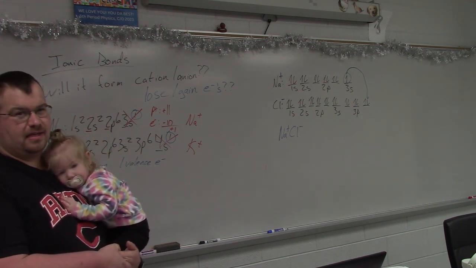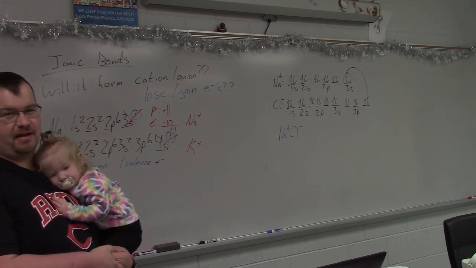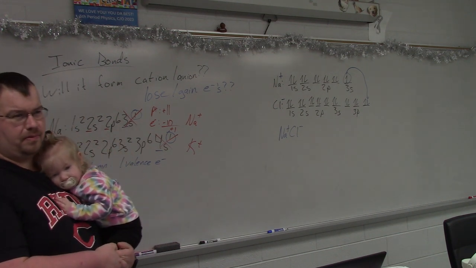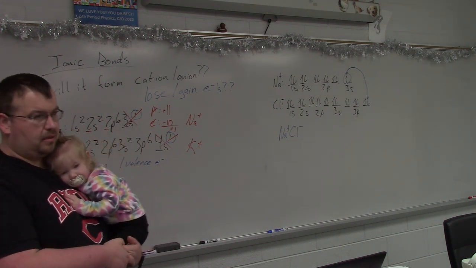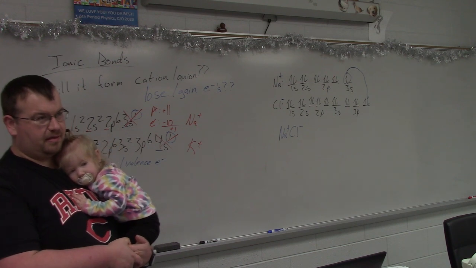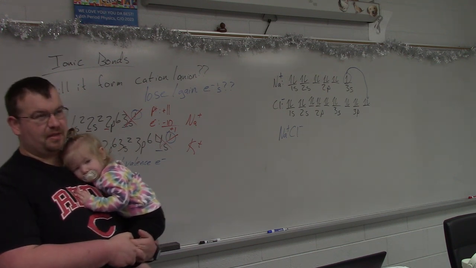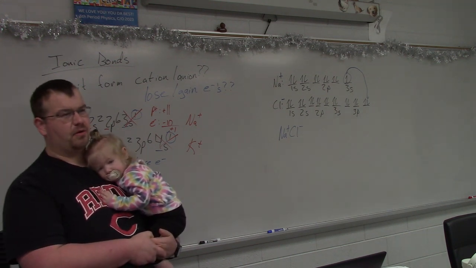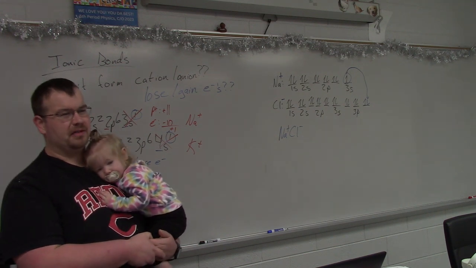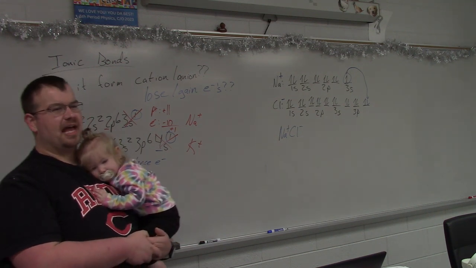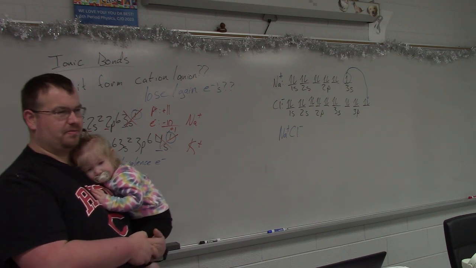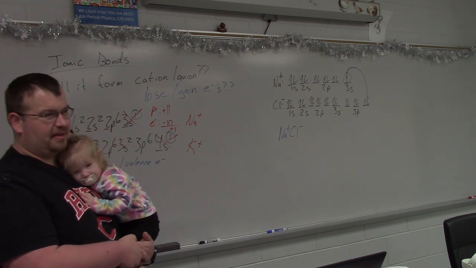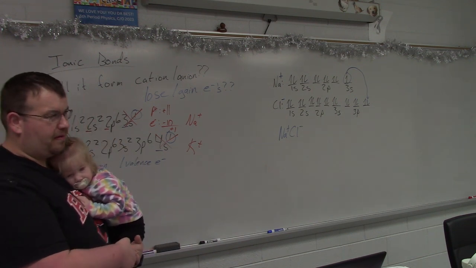He's looking for it on the chart. Polyatomic ions are made of elements. They're not on the periodic table. So it's elements bonding to O2. Polyatomic ions are a group of covalently bonded atoms that have ionic characteristics. They're having an identity crisis.